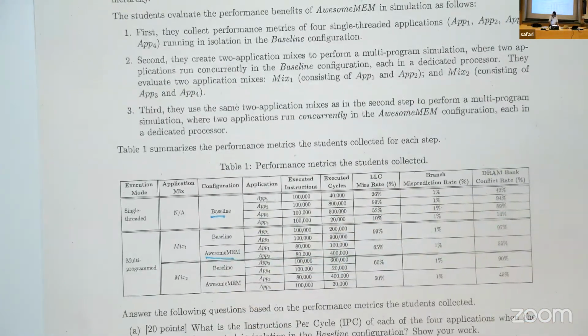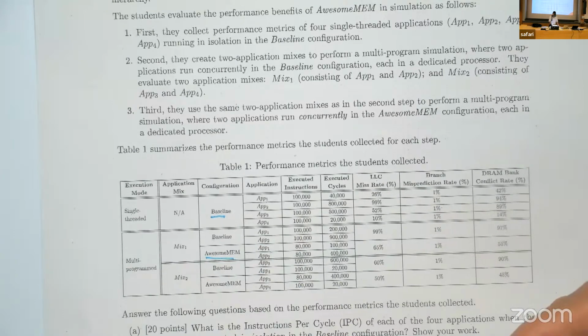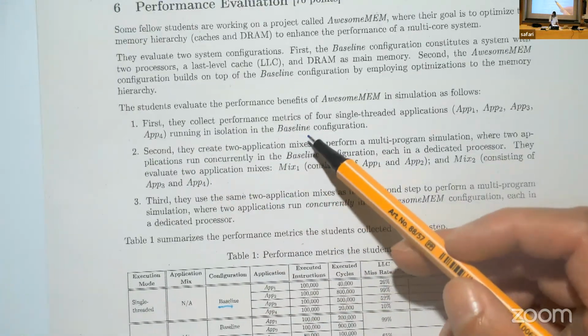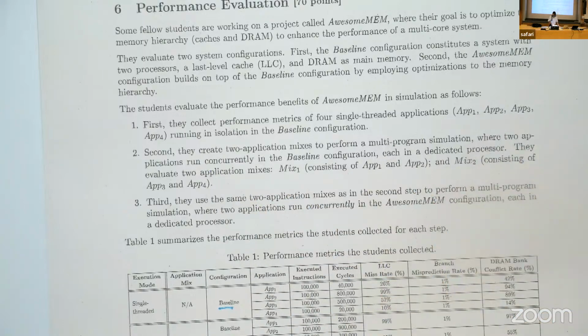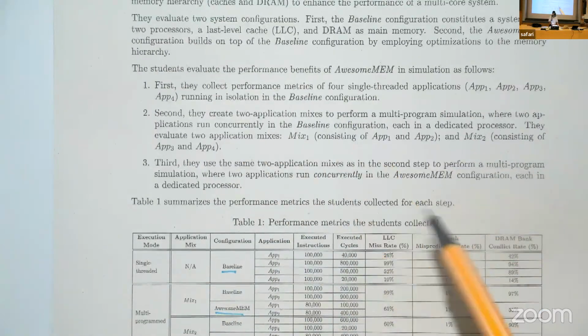To evaluate these two architectures, you run some tests, and the tests are described here in 1, 2, 3. First you collect some performance metrics for single-thread applications 1 to 4. They run in isolation in the baseline, so they run by themselves, each one in a core.